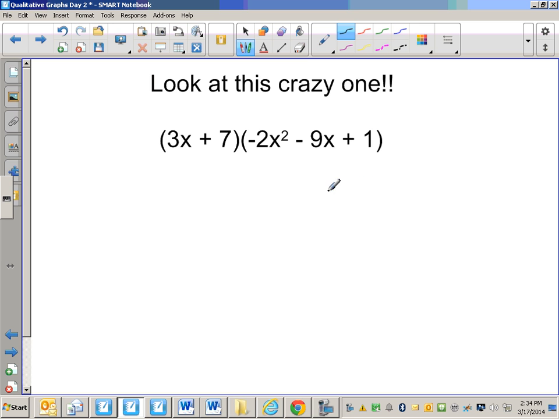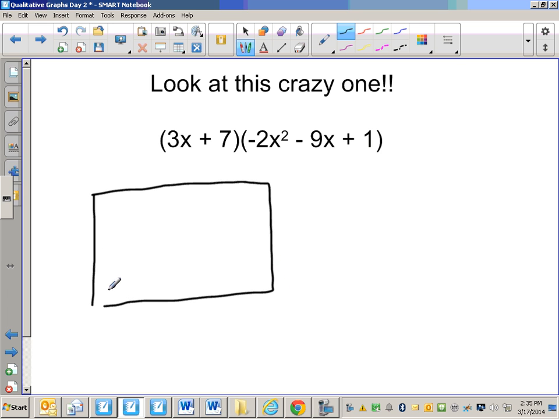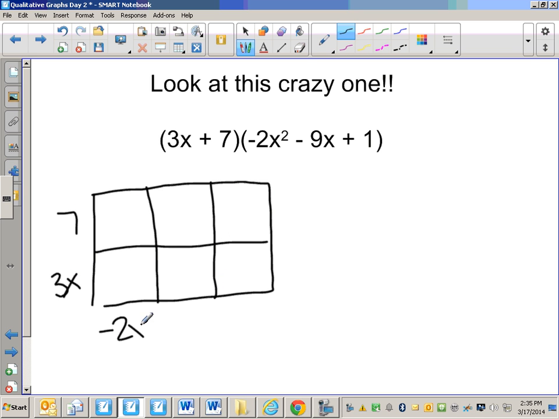So this very last one we're going to do is a 2 by 3. It's a binomial times a trinomial. So we're going to set that up. It shouldn't be too hard. You're going to have 2 dimensions one way and 3 dimensions the other. So I'm going to have 3x and 7, and then negative 2x squared, negative 9x and 1. And I'm going to multiply.